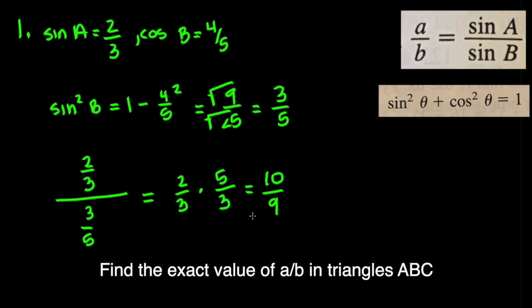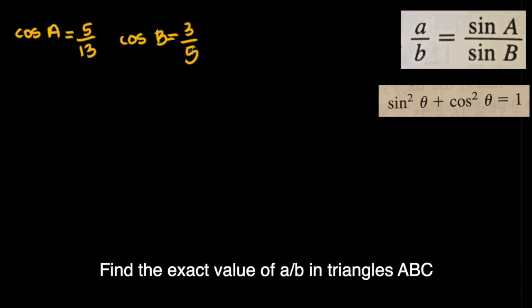So 10 over 9 is our final answer. Let's try one more problem like this. This problem says that the cosine of A equals 5 over 13 and the cosine of B equals 3 over 5. So the problem here only gives us the values in cosine, not sine, so we need to do the process that we did earlier twice. One for A and the other for B. Let's start with the A.